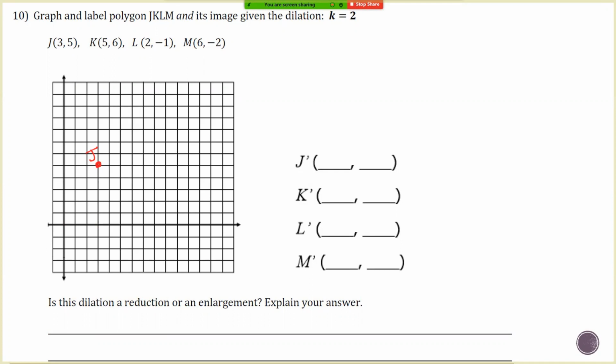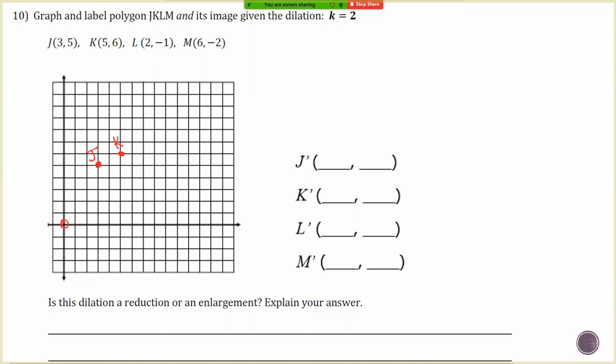Then I'm gonna go to the next point. K is 5, 6. So again, I'm starting down here at the origin. That's always my starting point. 5, 6, positive 5 means go right 5. And then I'm going up 6. And then I'm going to label that K.